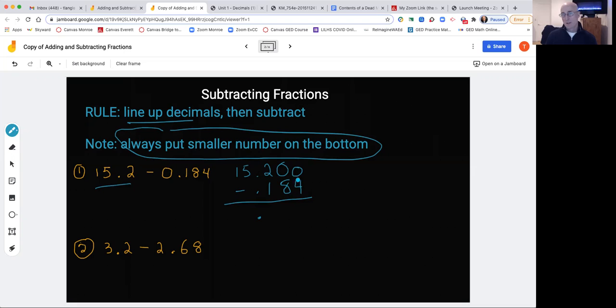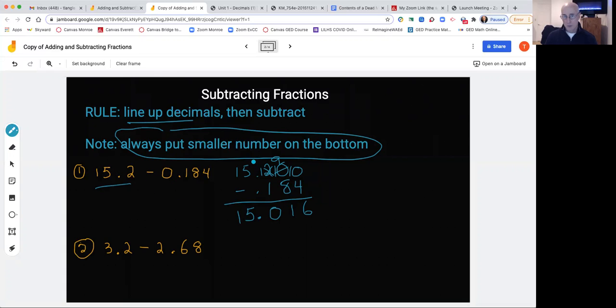I can't subtract 4 from 0. I'm going to come all the way over to the 2, cross it out and make it a 1, bring over the 1, makes that a 10, cross that out and make it a 9 because I'm borrowing, and bring the 1 all the way over. Then I subtract: 8 from 9 is 1, 1 from 1 is 0. I've already got my decimal point in the right place. I'm not subtracting anything over here, so I've got 15.016. That's the rule.